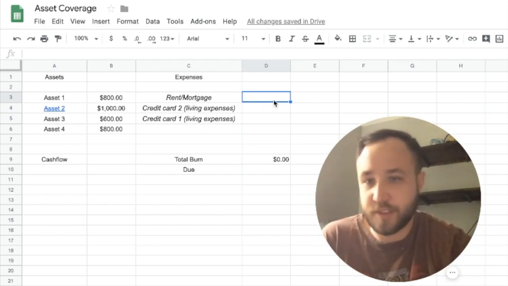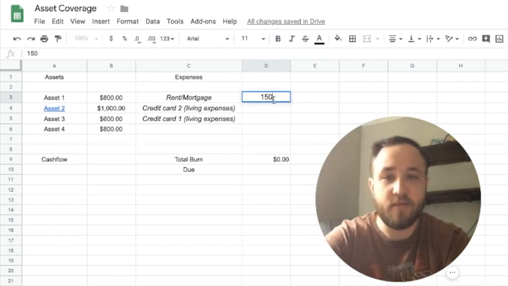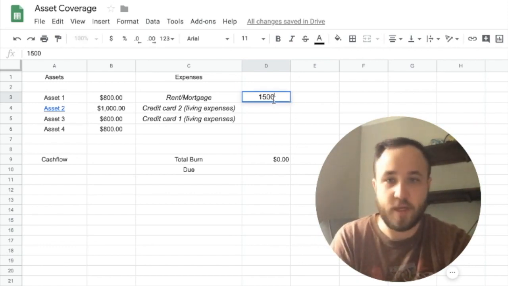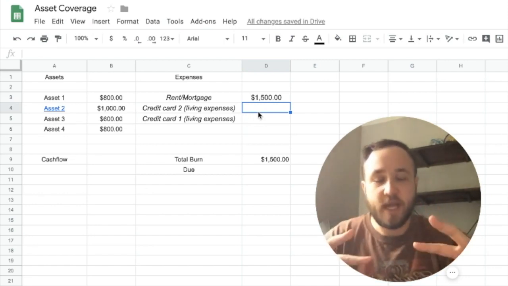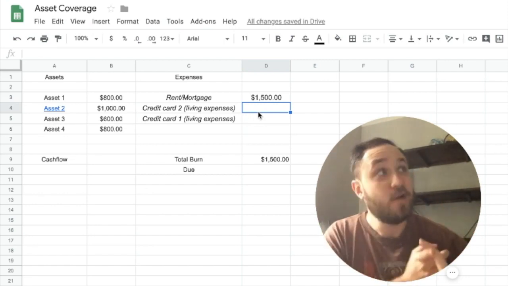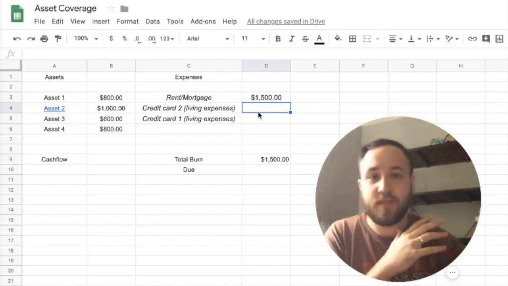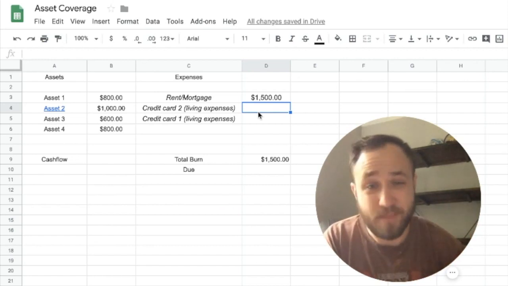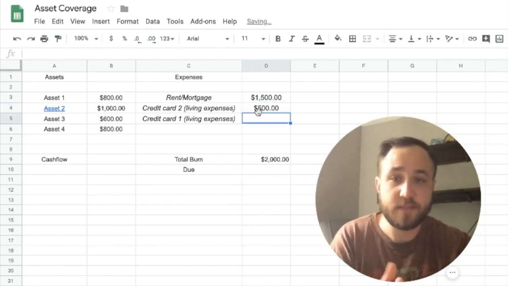It's pretty straightforward. So in all major cities, we're looking at rent, let's say around $1,500 a month, or mortgage, and credit card. These are going to be broken into two categories. You have your expenses, like when you're paying for Netflix or Hulu or one of your subscription services, your gym membership, stuff like that. That'll be on credit card one, so let's say $500.